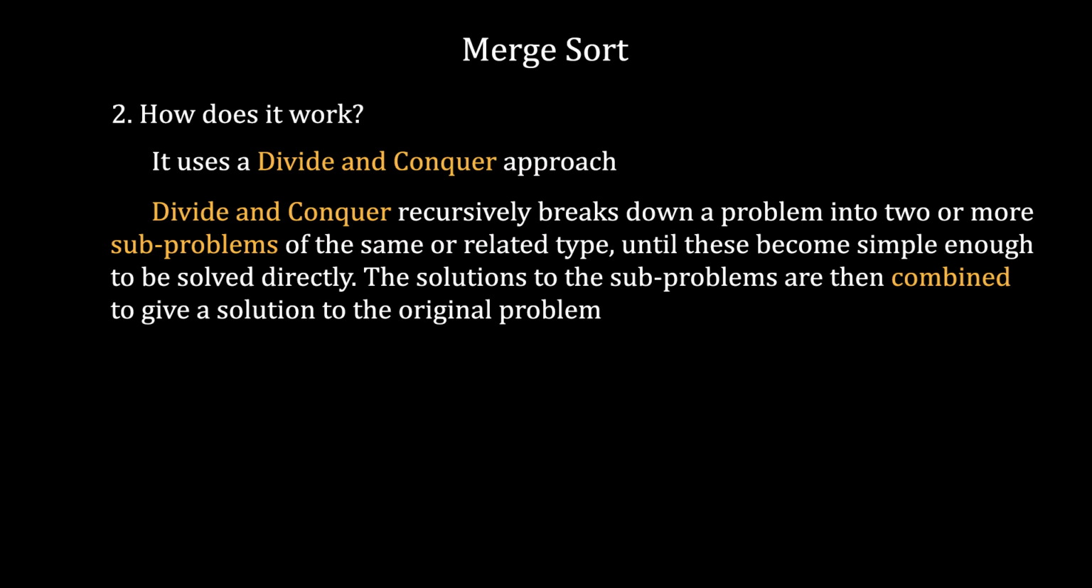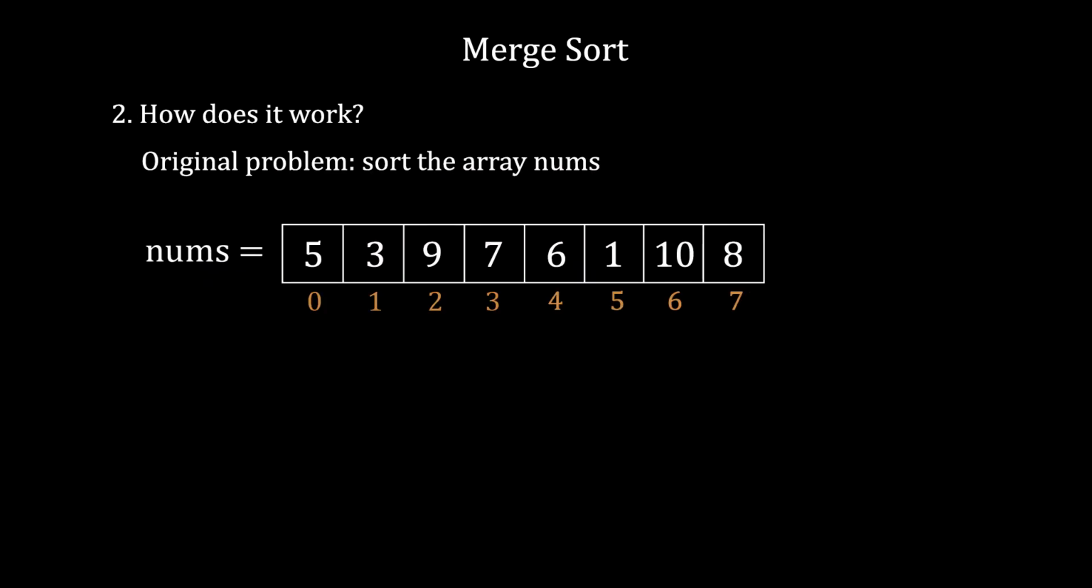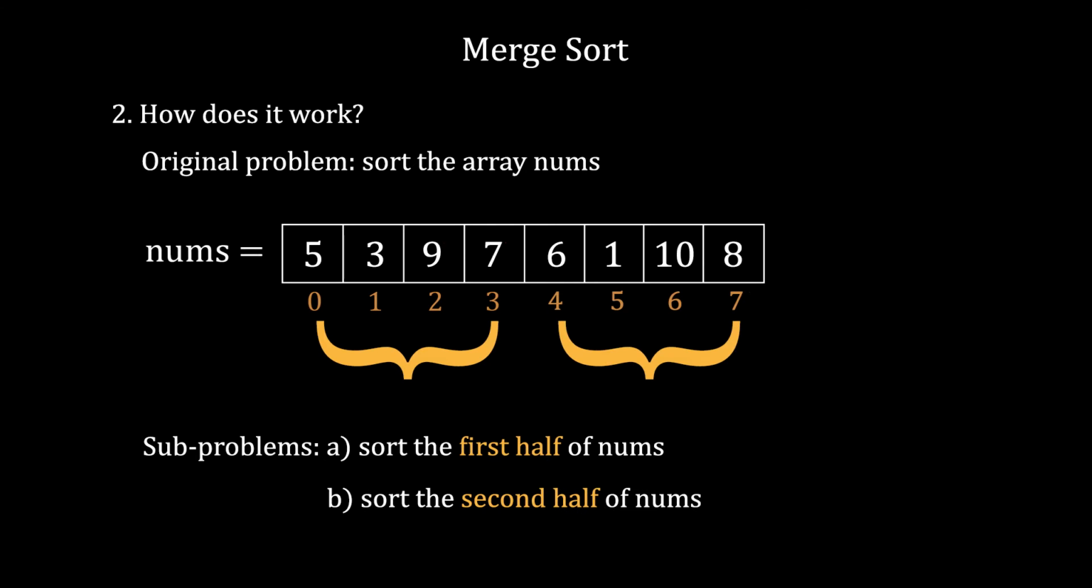So whenever we want to design a divide and conquer algorithm, we must answer two questions. The first one is what are the sub-problems? And the second one is how to combine the sub-problem solutions in order to get the original one. In our case, the original problem is that we are given an array of integers nums and we have to sort it. What do you think are the sub-problems to this problem? The first one could be to sort only the first half of the array, and the second one would be to sort the second half of the array.